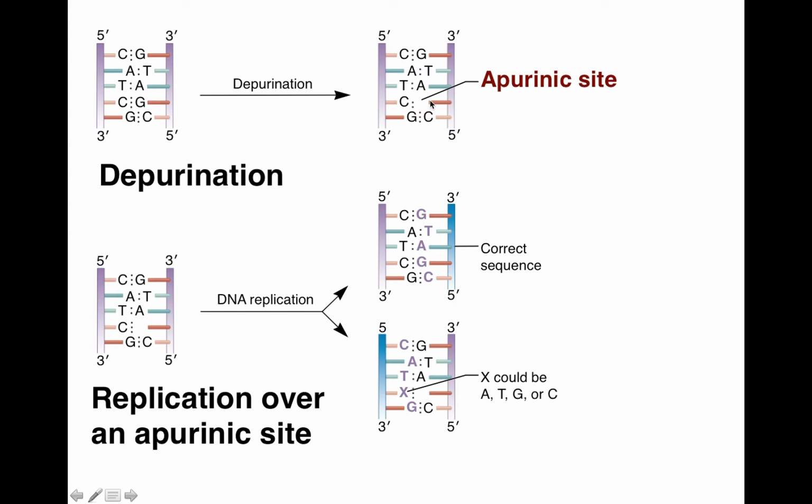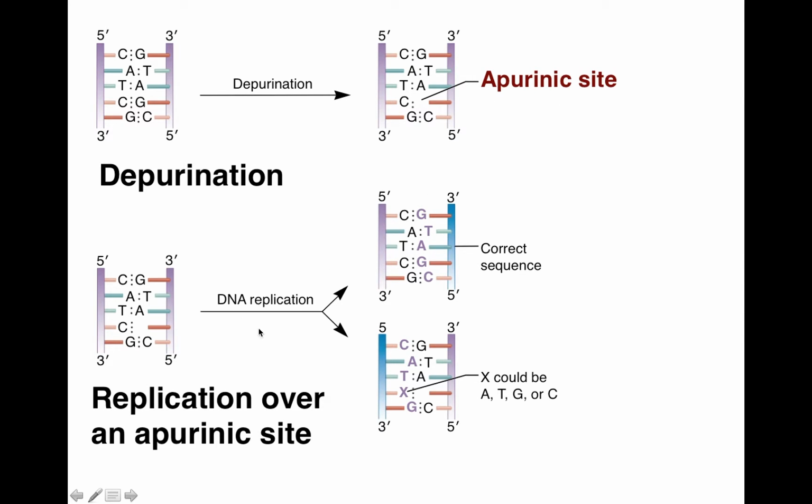Depurination occurs when the base is separated from the sugar in a nucleotide that's already incorporated into a strand of DNA. So the sugar phosphate backbone remains intact, but the base has been separated from that sugar right there. Okay, that's known as an apurinic site.